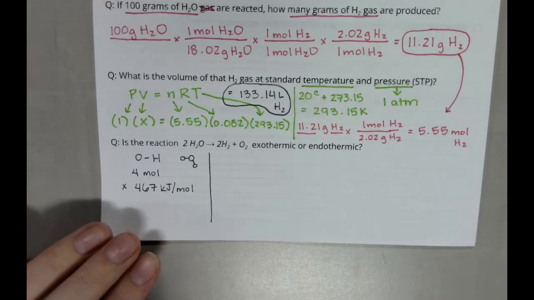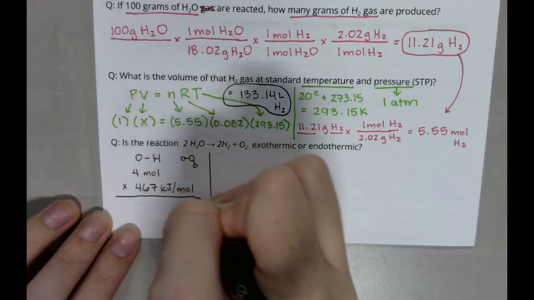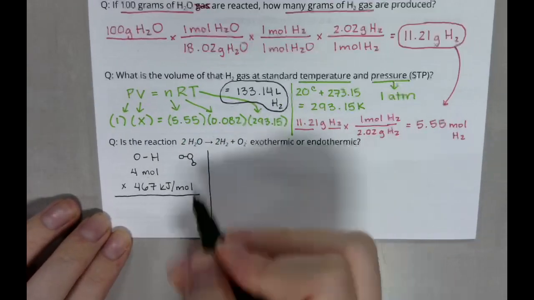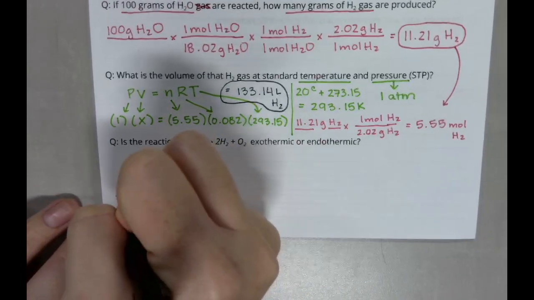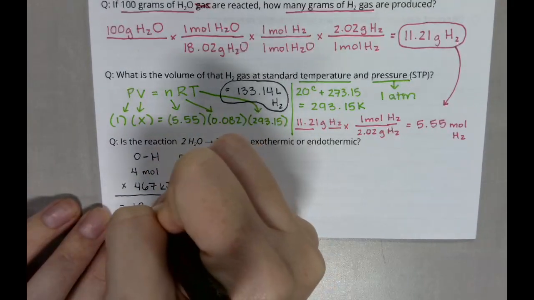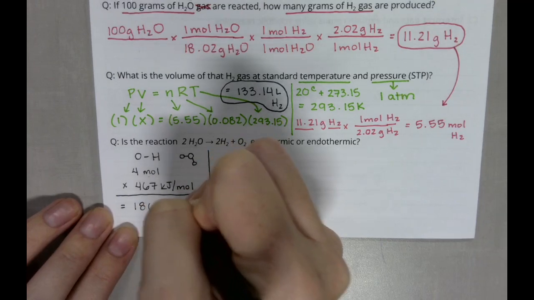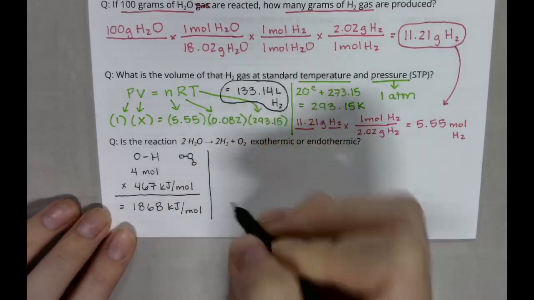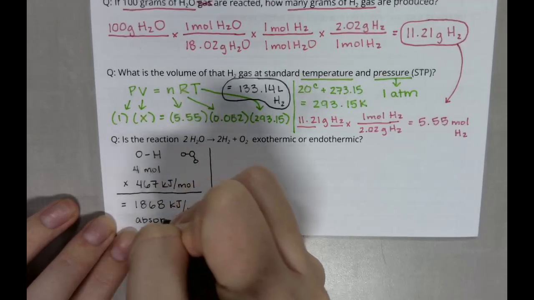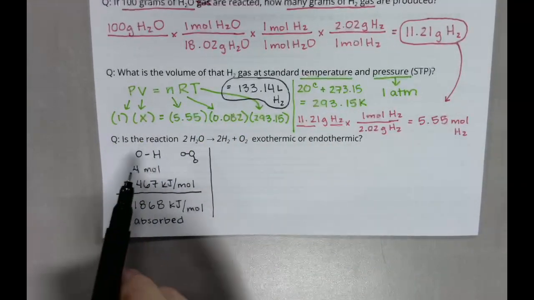Okay. So we can do that math. Go ahead and pause this, grab your calculator, do the math, or don't. I'm going to give you a chance to do the other side. And we find, alas, 1,868 kilojoules are absorbed for each mole that we produce. Or excuse me, for each mole of water that we break down.